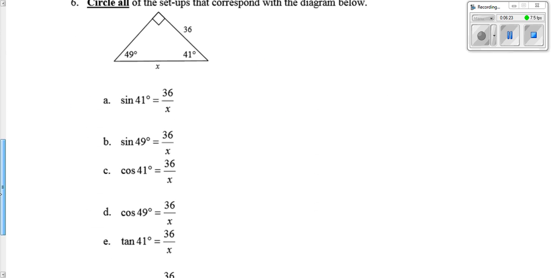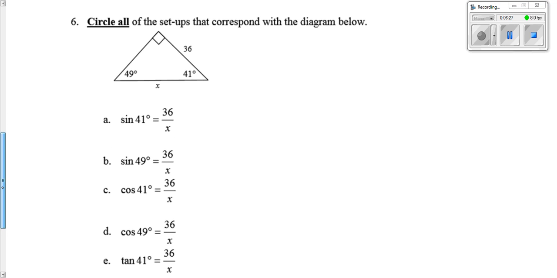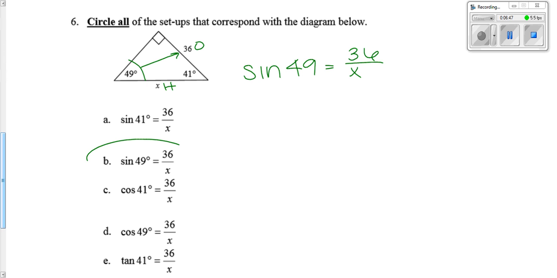Number 6, I don't know why that's printed a long ways. Okay. Circle all the setups that will correspond with the given diagram. So if I look at from the 49, the 36 is my opposite, x is my hypotenuse. So I know that the sine of 49 would be 36 over x. So B would work.